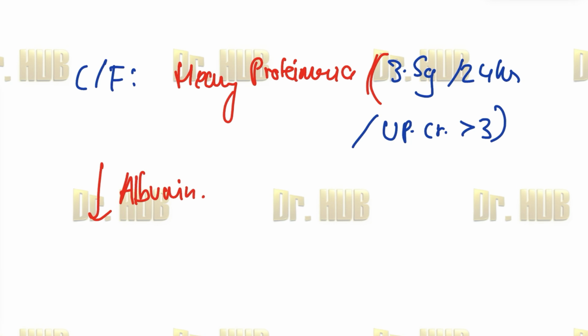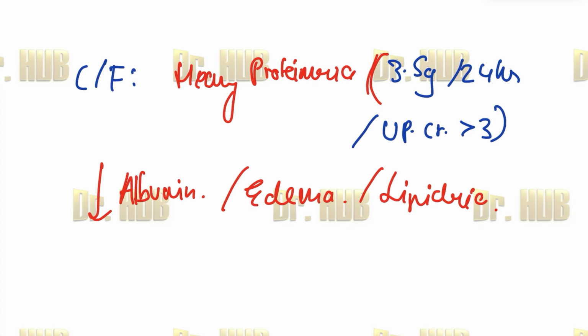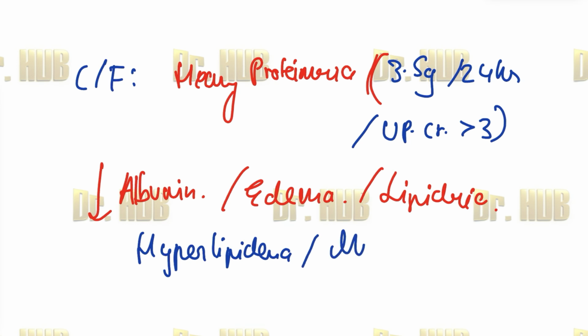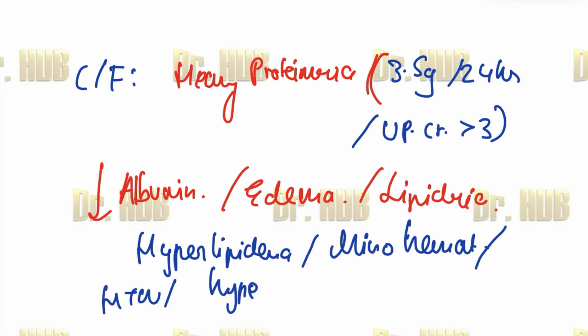There is hypoalbuminemia, and there is also the presence of edema. Then comes the lipiduria as well as the hyperlipidemia. Next, there is microscopic hematuria. There is hypertension as well as hypercoagulability.